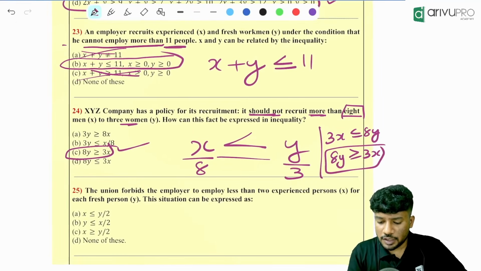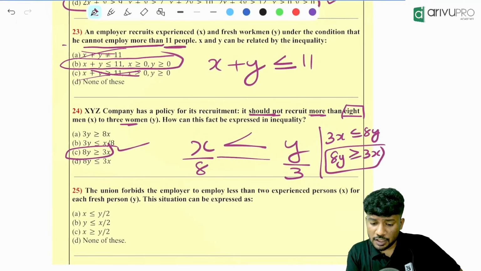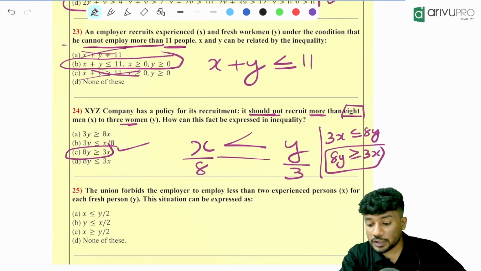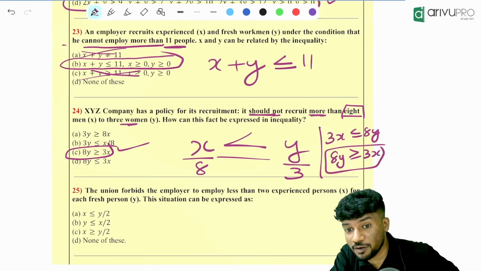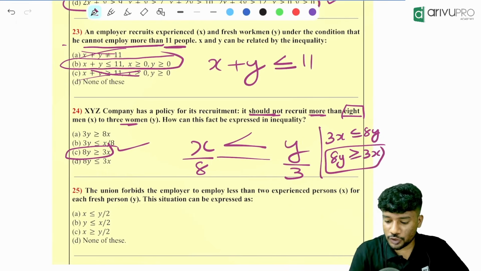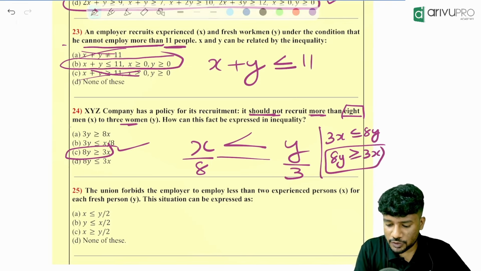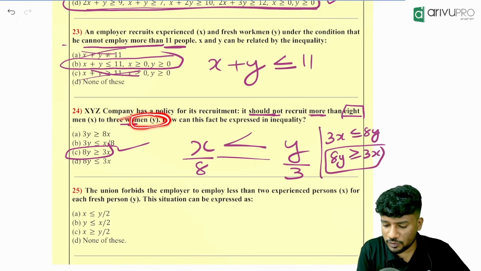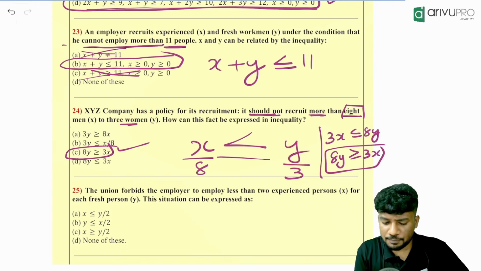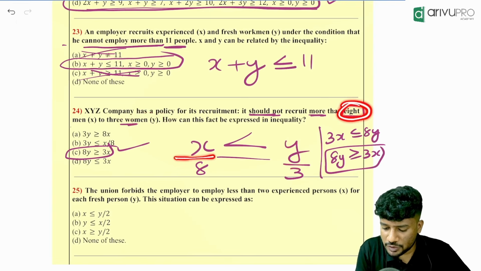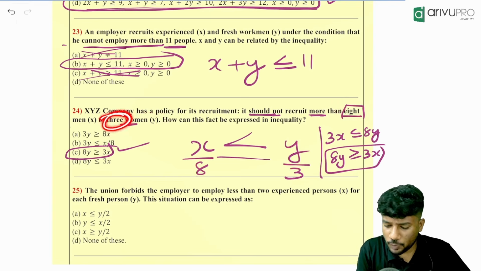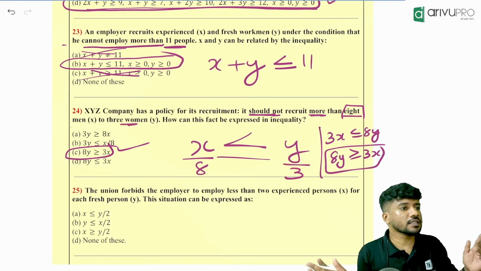That is the approach we used over here. Look here. The company demands. What is the demand? Should not recruit more than. Should not and more than will become what? Less than or equal to. So you directly write less than or equal to. Then x freshmen are there, so you write x directly. Then how many women are there? y women are there. In total 8 men, so divide by 8. In total how many women? Divided by 3. That is the approach.